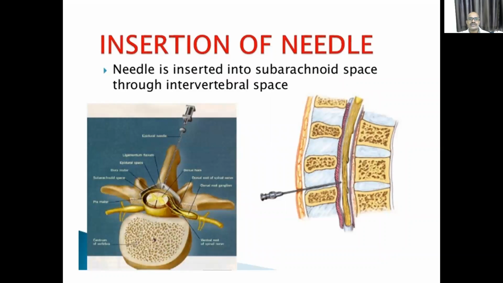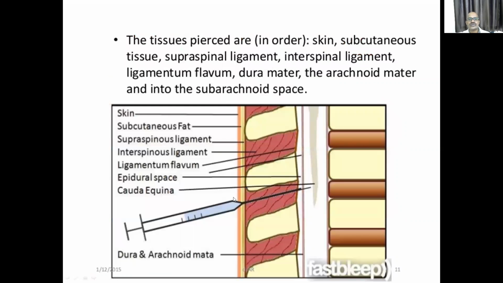The needle is introduced into the subarachnoid space through the intervertebral space. So what are the tissues which are pierced? The tissues which are pierced from outside inwards are, first, the skin, the subcutaneous tissue, then the interspinous ligaments. These ligaments are there: the supraspinal ligament, interspinal ligament, ligamentum flavum.